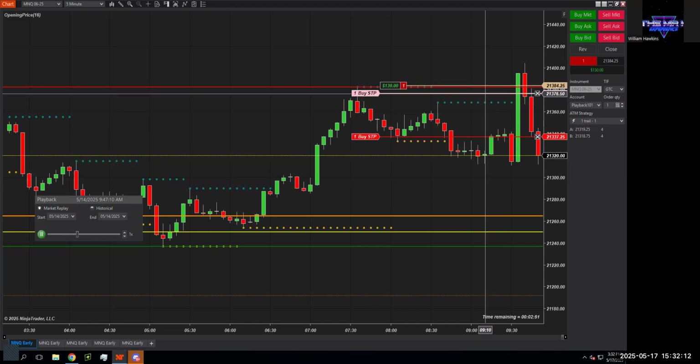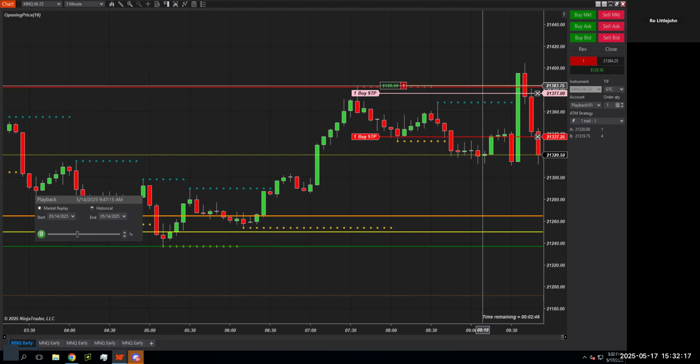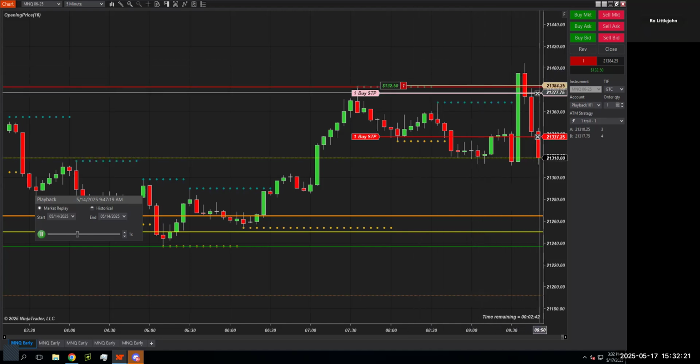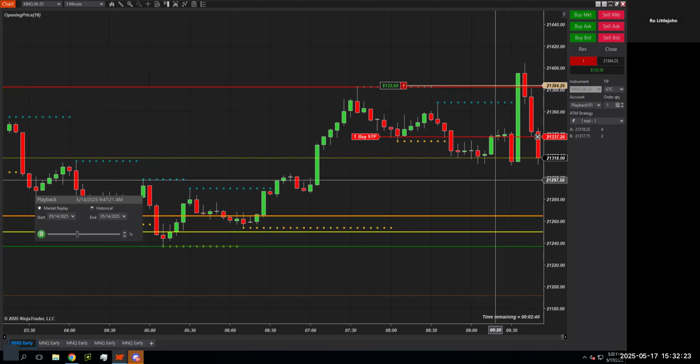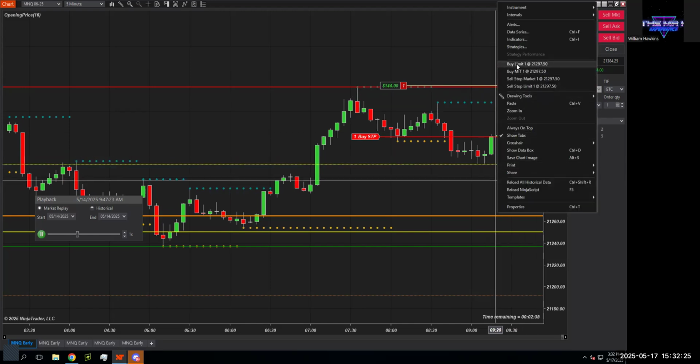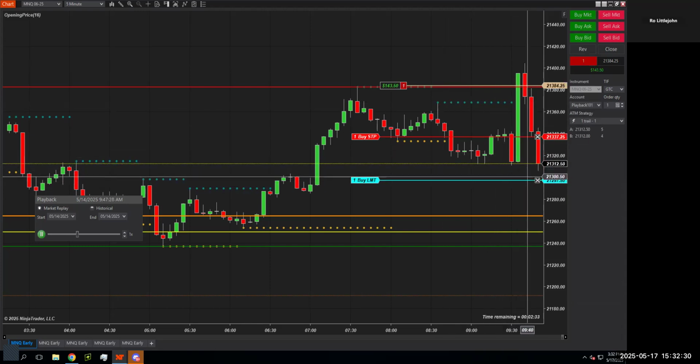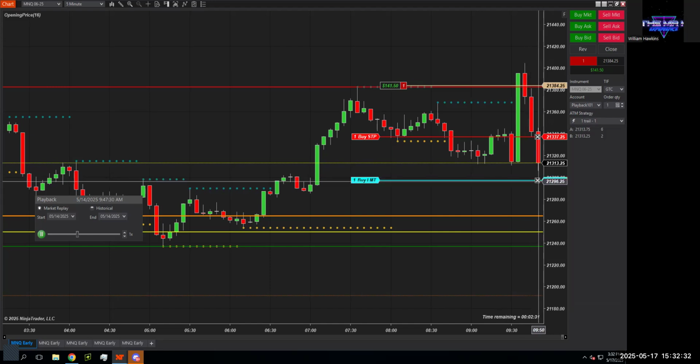If it got here, it won't go into a buy. It'll wait for it to go past it, and it will automatically put you in a buy to go up. But if you're below the market, it's buy limit. If it comes down here, it'll put you in the trade to go up. Right? That's buy limit.